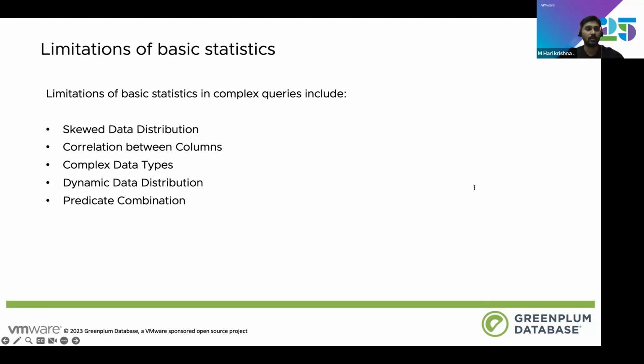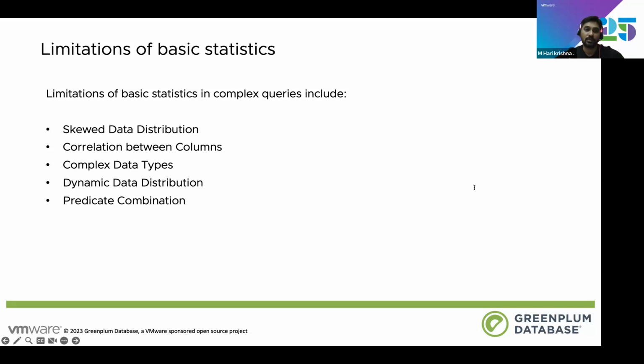The next is the correlation between the columns. The basic statistics do not capture the correlation between columns in a table. The columns that have a high degree of correlation may have different selectivity when used together in a predicate compared to when used individually. The basic statistics may not capture this correlation, leading to suboptimal join order or join type decisions by the optimizer.